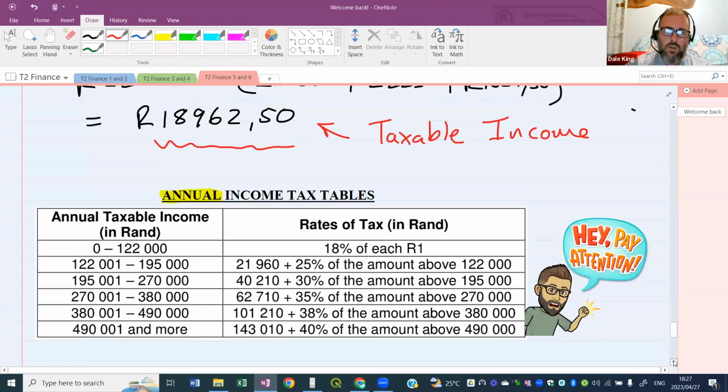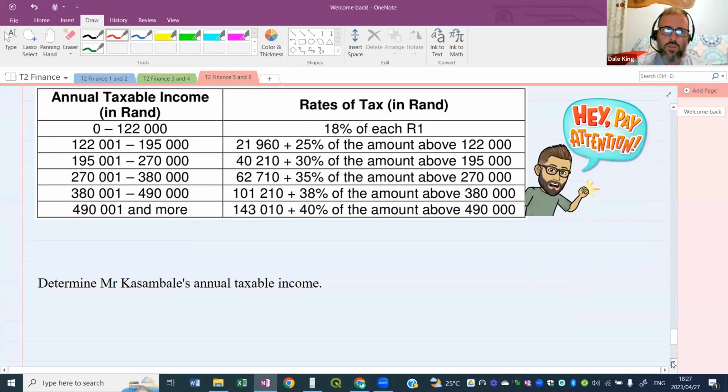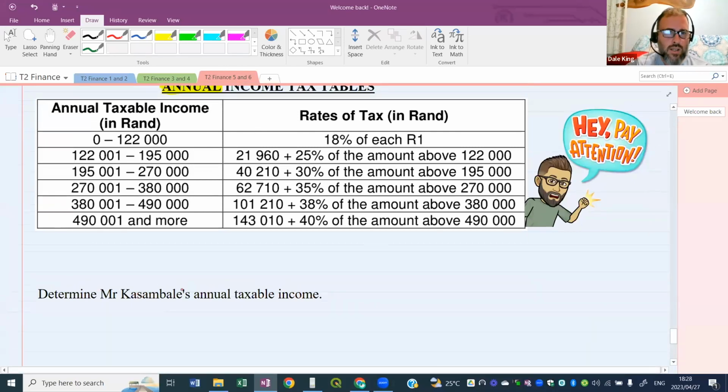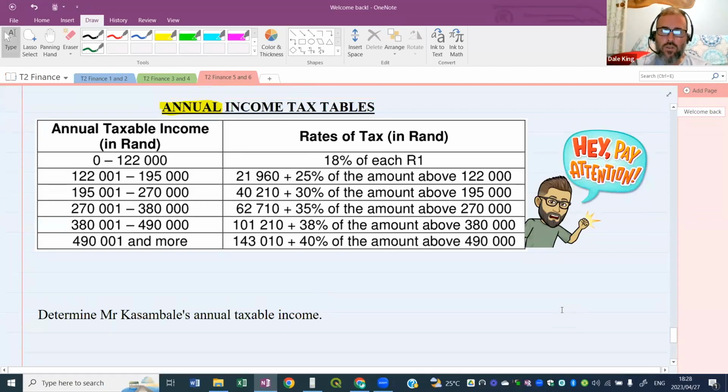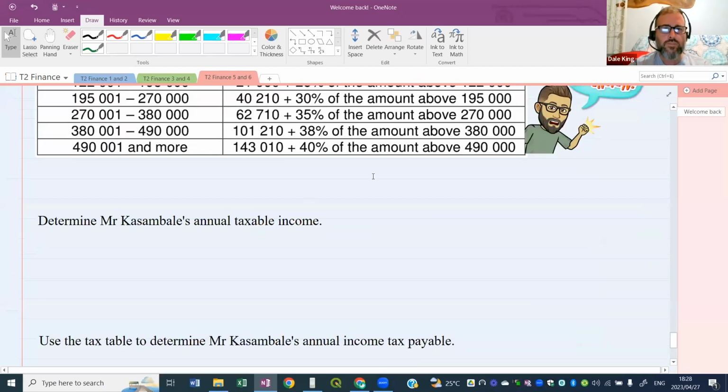So here we go. Number one, there's the first question. You have to do this first. We can't use this table if we've got a monthly amount. So it says, determine Mr. Kasambale's annual taxable income. Now, you should all have your answers in front of you. If not, I will copy it and bring it down for you so you can see it. All right, there it is. I'm going to bring it down. I'm going to put it here underneath.